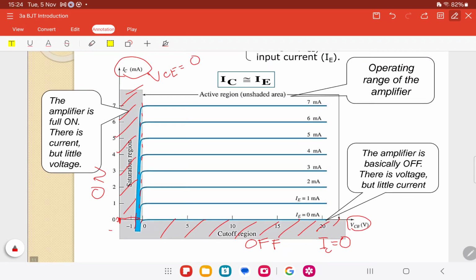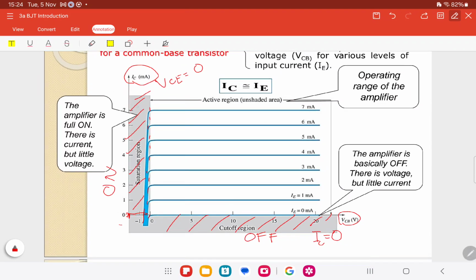Sebab when kita nak on, kita mesti ada value I, kan? Sebab short circuit. This one is open circuit. Kalau yang open circuit, sebab tu I dia tak ada. Okay, during the off condition.